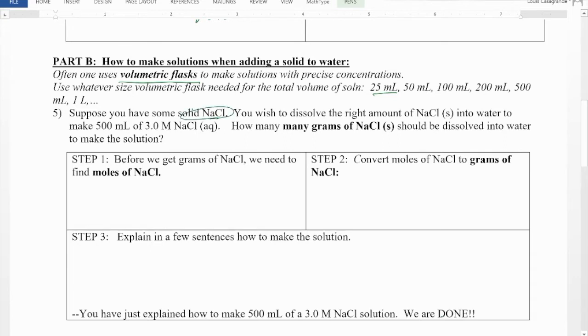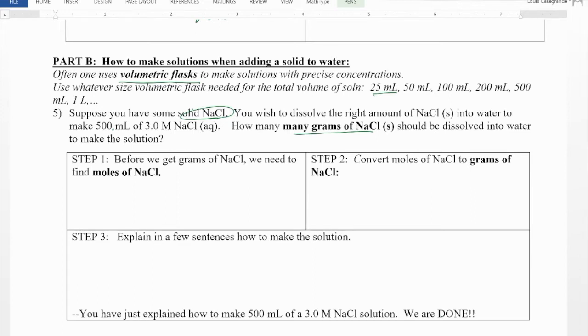So the first solutions we're going to make are going to start with the solid solute. And I want you to dissolve it in the right amount of water, take the right amount of NaCl into the right amount of water to make 500., and let's again put a decimal point there for precision, milliliters of 3.0 molar NaCl solution. So step by step, the first thing we're going to have to do is figure out how many grams we need. Unfortunately, our balances don't yet read out in moles, so we're going to find moles.